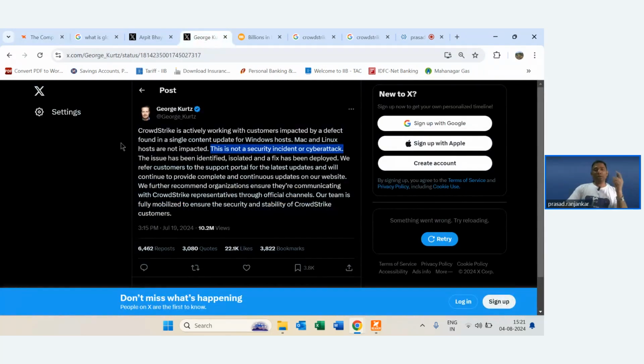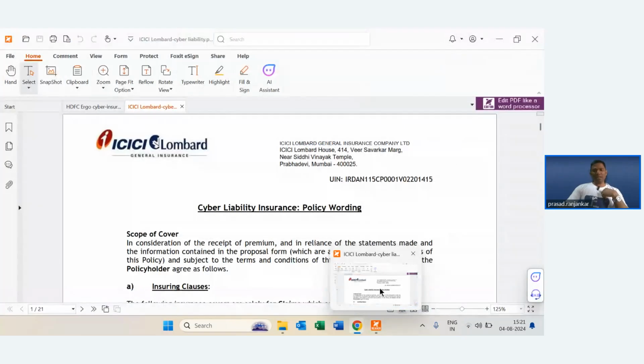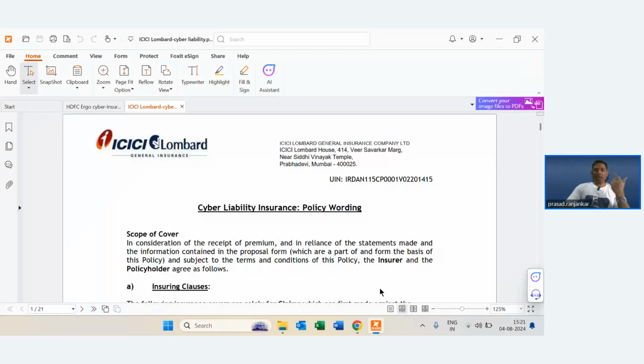Even the CEO of CrowdStrike has confirmed that this is not a security incident, or a cyber attack. There are some customers who were asking me whether this event will result in a business interruption. Will this event cover their damages? For discussing, I took a sample of two insurance companies' cyber liability policies. We will discuss one policy wording of ICICI Lombard and one policy wording of HDFC Ergo.